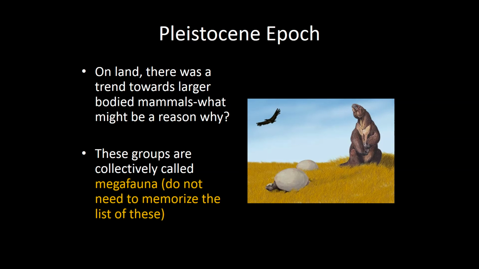So things like elephants and hippos, they can actually hold on to heat a little bit better. Bears can hold on to heat a little bit better, all right? That's why bears can go through hibernation and be fine for that and a couple other reasons. So these groups of larger animals are called megafauna, which means large animal, very literally. You don't need to memorize this list. I'm just going to show you the pictures.